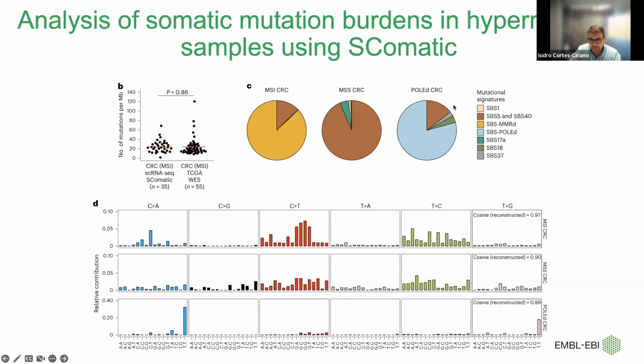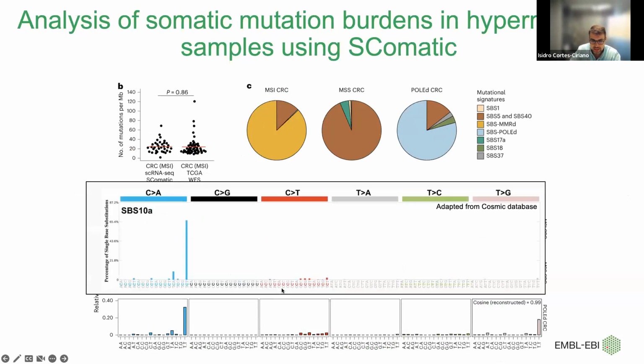And when we plot the mutational spectrum for the sample, which is here at the bottom, we can see that it closely resembles the mutational signature associated with POLE deficiency as reported by the COSMIC database. You can see here. So this means that SComatic can detect clinically relevant mutational processes in single cell RNA sequencing datasets, even for a single sample.